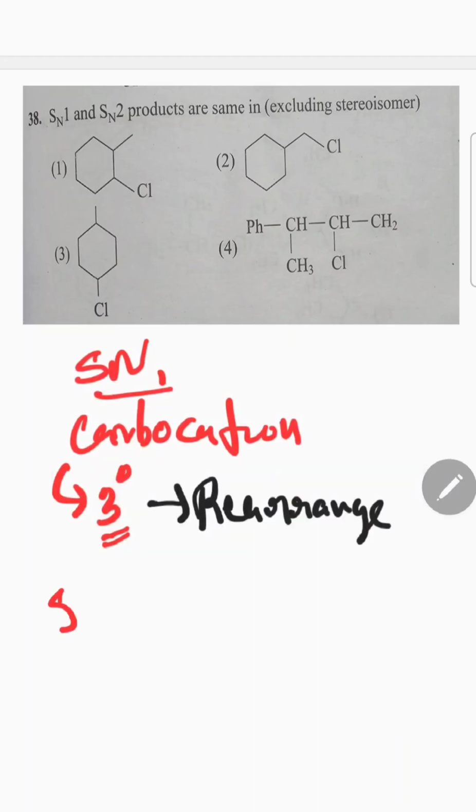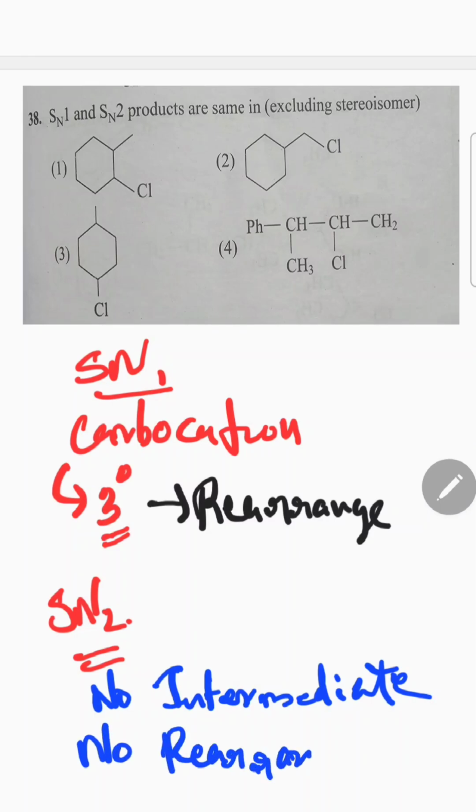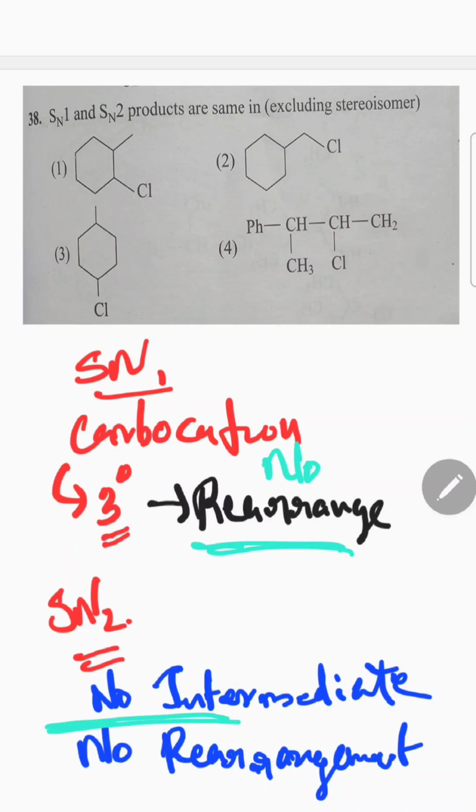SN2 means what? Backside attack, you know that. Is there any intermediate there? No, there is no intermediate there. If there is no intermediate, no rearrangement happens there. No intermediate means no rearrangement. So SN1 and SN2 products are same in which one means if no rearrangement happens in SN1 also, then this one and this one will become same.